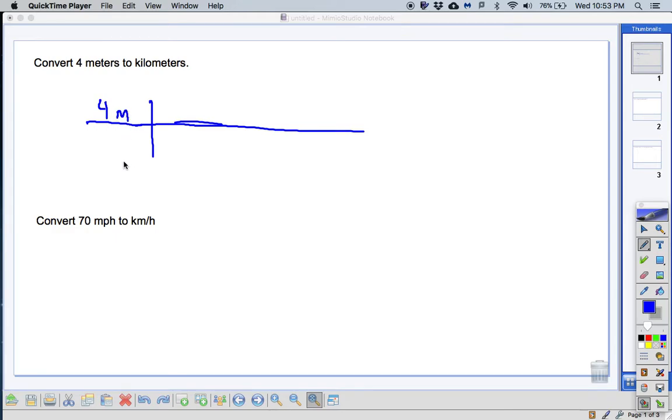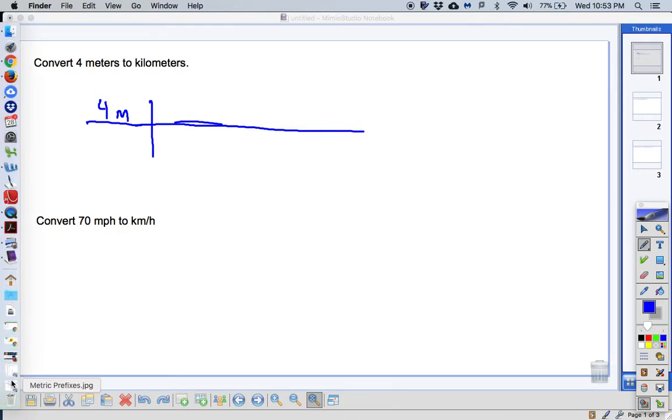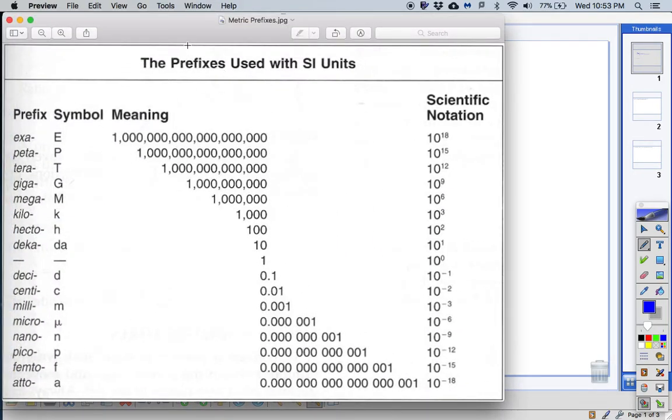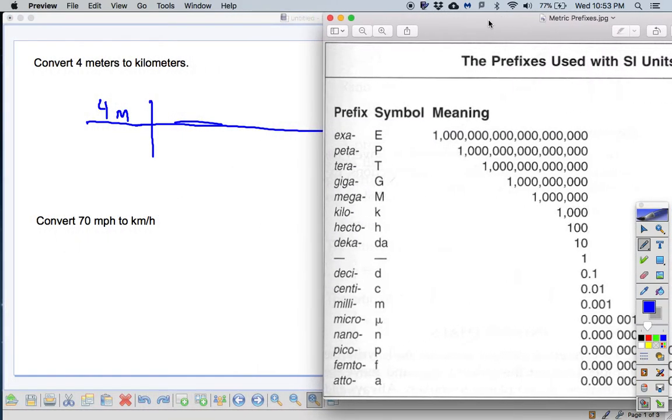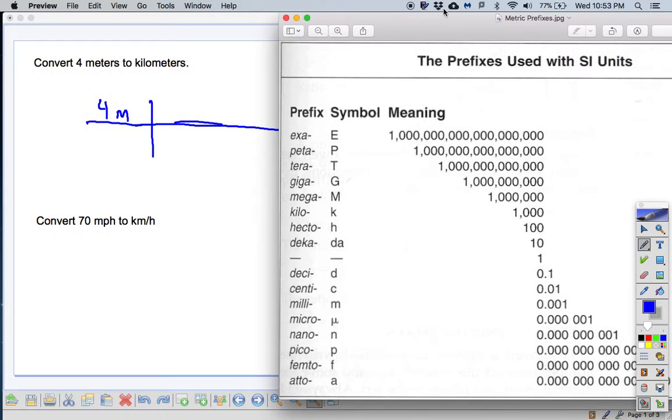Then we need to know a conversion factor. One of the things with conversion factors is you have to have them. For metric, this is an example. You can Google this really quickly, but it's also provided for you. These are the prefixes. Anytime you see one of these prefixes, it's telling you how to convert it.